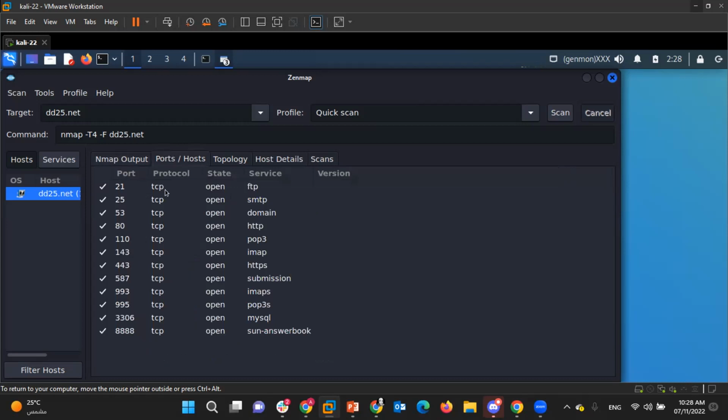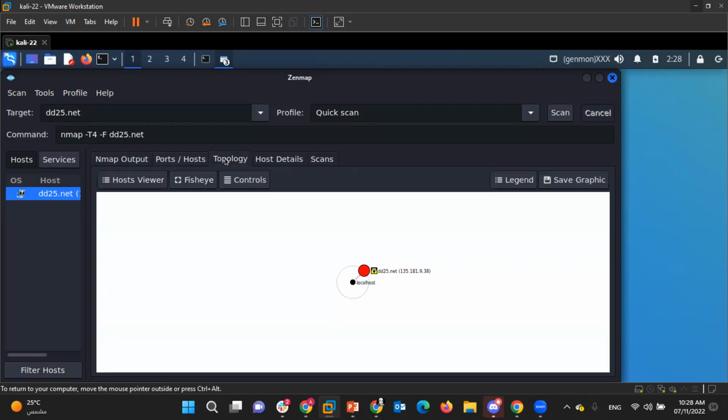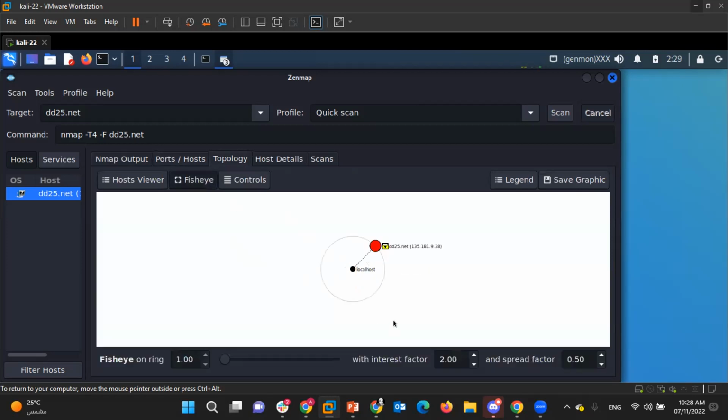Yes. All of these ports are open. If he wants to work with HTTPS, he should close port 80, or filter it or change it, to use port 443 for HTTPS. Here we can find the topology for this site. It is not complete yet.